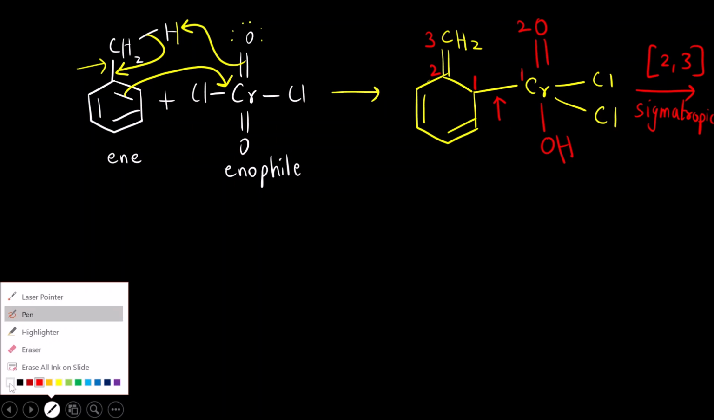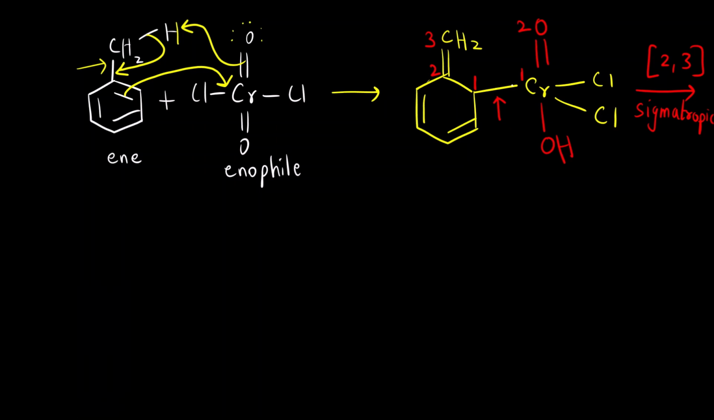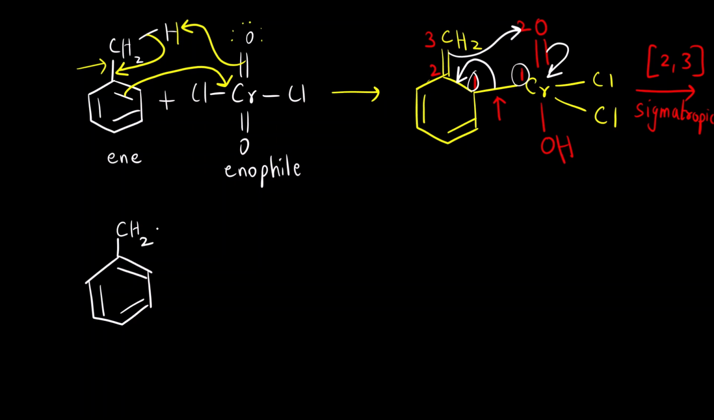So what happens in a 2,3 sigmatropic rearrangement? The sigma bond between 1 and 1 will break. This will move here, and then this will attack at this oxygen, and the pi bond electrons will be given to chromium. The chromium-oxygen double bond will become a single bond. Two pi bonds will remain as they are. Here it was a single bond, now it has become a double bond, and here we have CH2. It is forming a bond with this oxygen. A bond is formed between number 2 and 3. That is why it is called a 2,3 sigmatropic rearrangement.